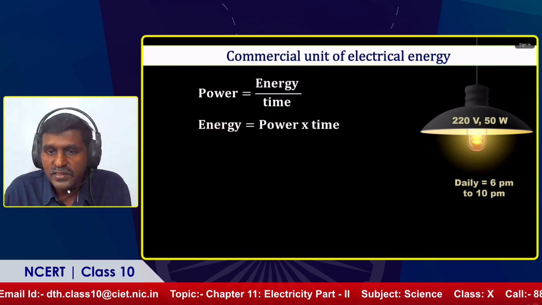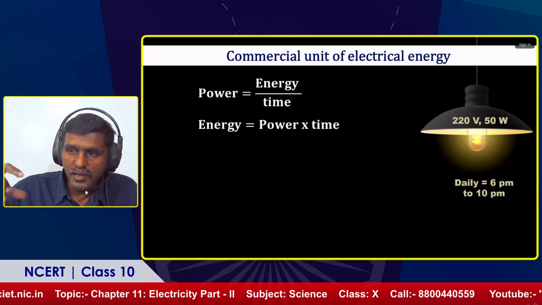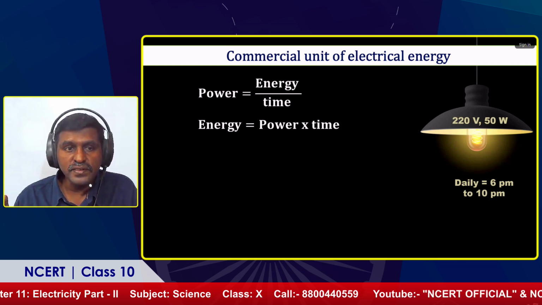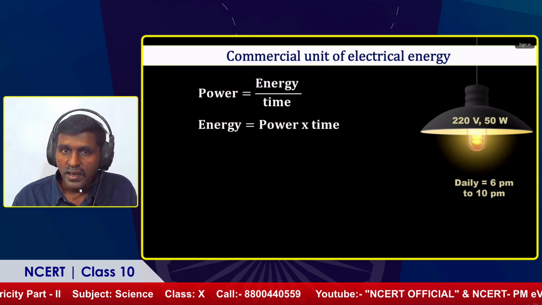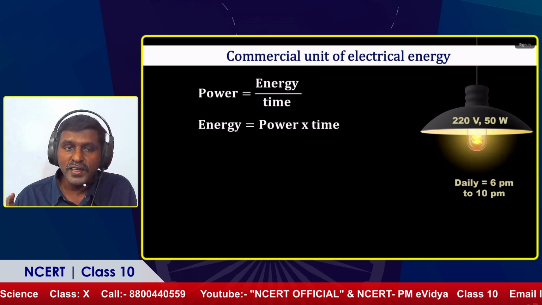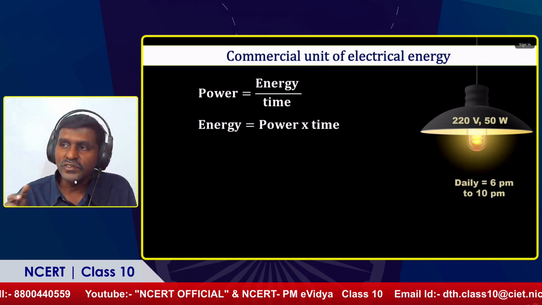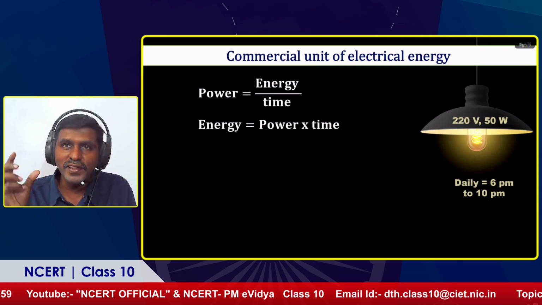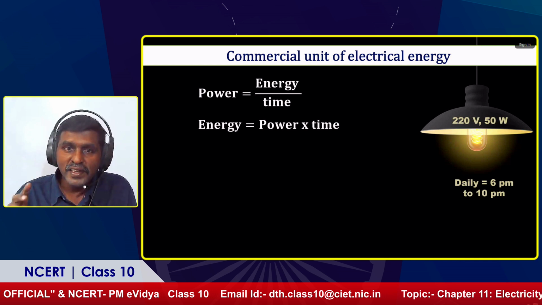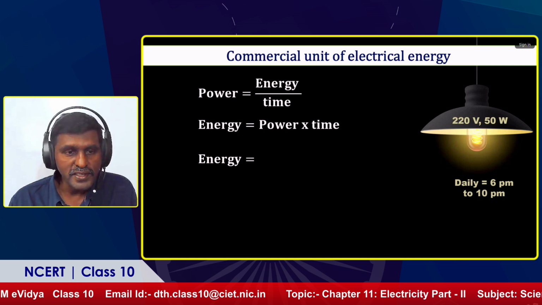So from this, energy is equal to power into time, because power is the ability of the device, but if you want to run that device, we have to supply energy. If you look at the commercial unit, we have to look at the energy only, not power. We cannot measure the power and give the price. So we have to measure the energy and give the price. So power into time will give the energy.